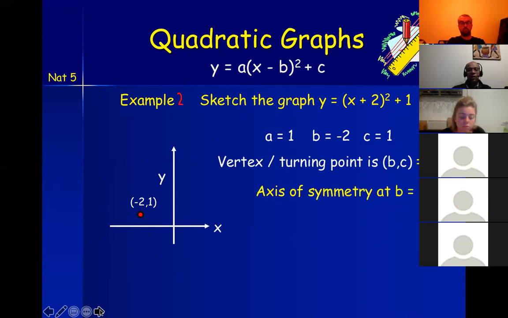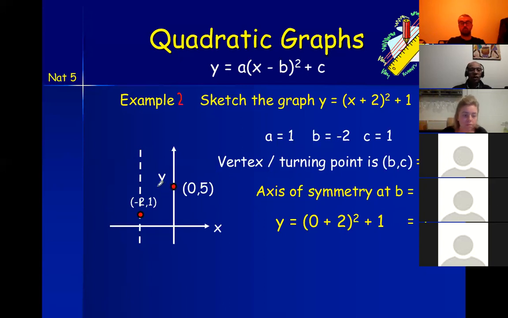Axis of symmetry x = -2. And when x equals 0, I've got 2 squared, that's 4, plus 1, 5. So (0, 5). So I've got 2 points. I'm going to try and make another point just to help me, and hopefully you can draw your parabola through this. And that's how you would sketch the graph of y = (x + 2)² + 1.